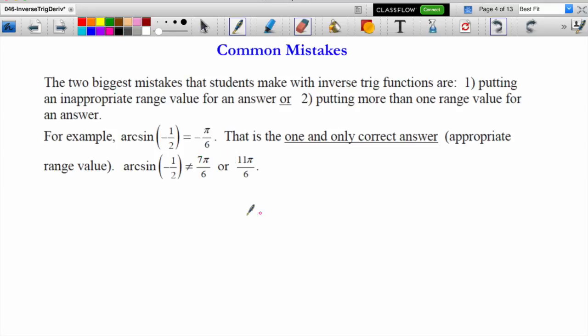So what are they thinking? They're thinking, oh, well, if my y is negative 1 and my hypotenuse is 2, if it's negative 1 and 2, I can have this triangle or I can have this triangle.